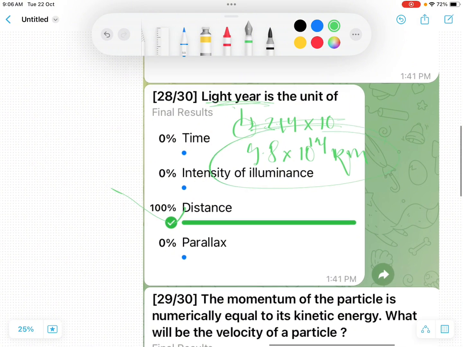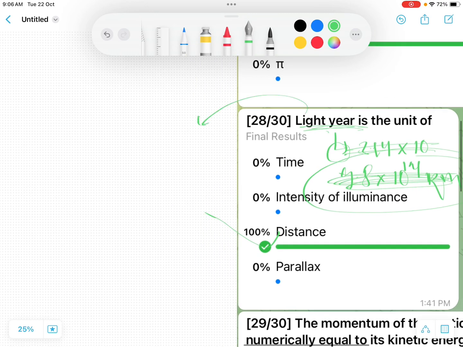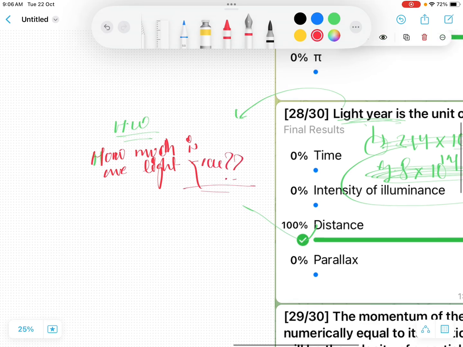I just forgot the value. So the homework is: how much is 1 light year? This is your homework. Just do it right now.